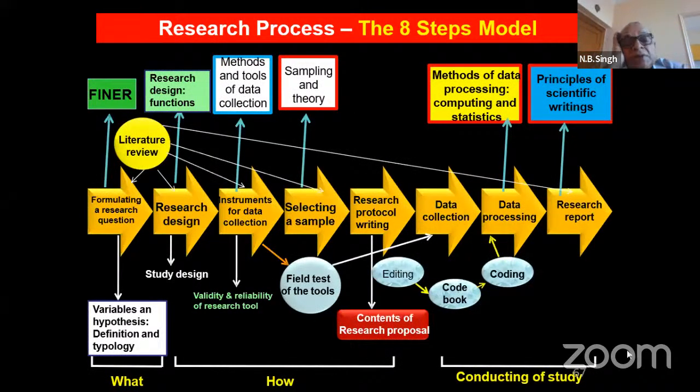Here, there is an 8-step model which you should follow when you are doing research for a PhD degree. Formulating a research question, of course, there are different components: research design, instruments for data collection, selecting a sample, research protocol, writing, data collection, data processing, research report, all having different components. So these are the different steps of the 8-step model for carrying out the research from the beginning till publication of your thesis.